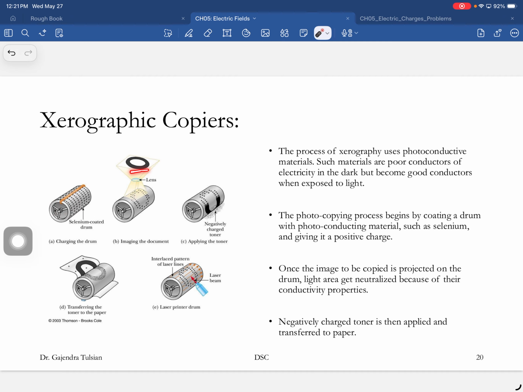And when you want to make a photocopy of this, you shine light on it. Wherever light falls, selenium becomes conducting, and that charge leaks away to the metal drum. Wherever there was a dark spot, selenium is insulating, and that charge doesn't leak away. And now you sprinkle this drum with a negatively charged toner, which will stick to this positive charge. And then take a hot piece of paper and roll it over the drum, and now you have a photocopy.